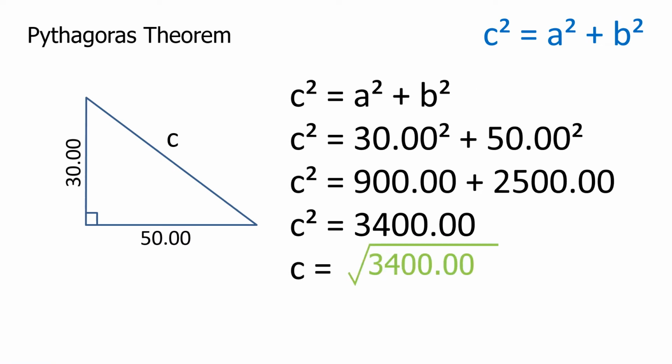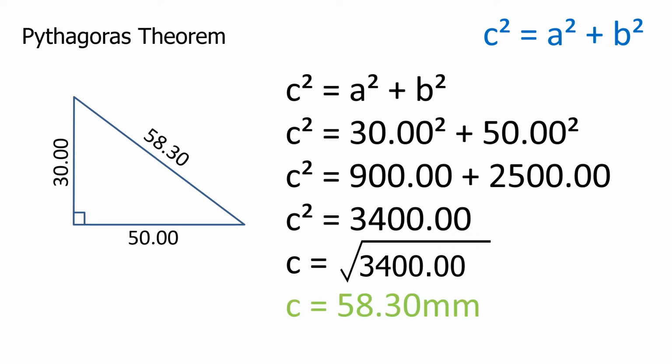Now that I've made c the subject of the equation, I can complete my calculation. So I'll type in the square root of 3,400 in my calculator, and I'll get the length of c. And our length is 58.3 millimeters. We can see here that the hypotenuse, or the c, is the longest length.